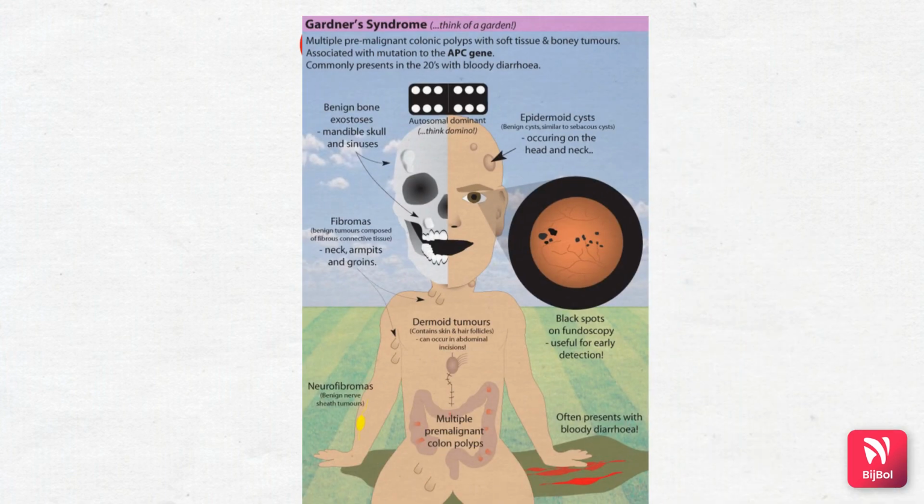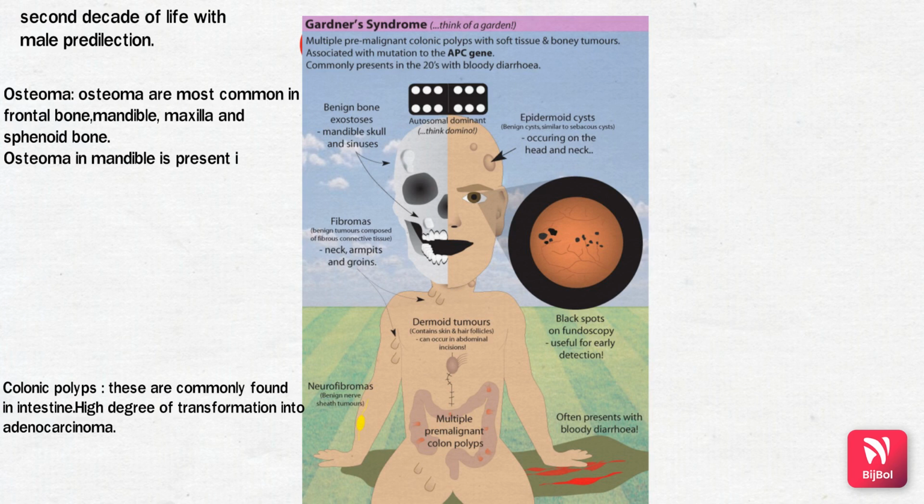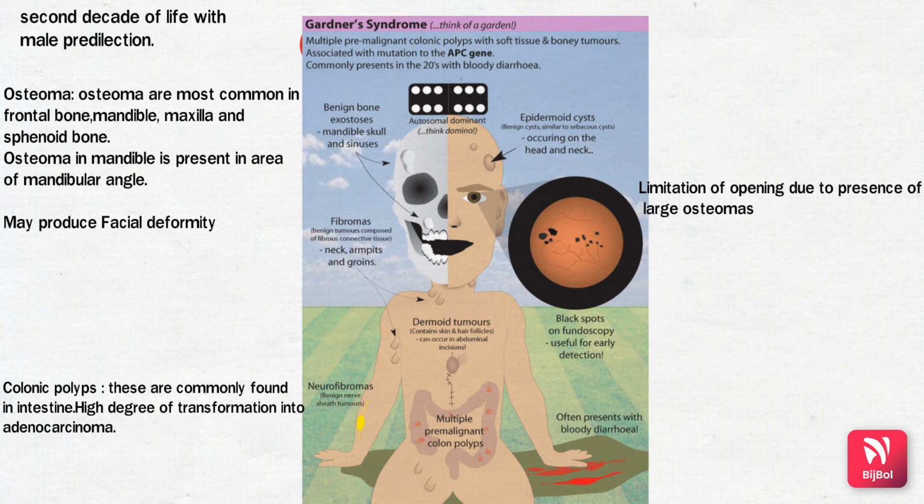It has colonic polyposis. These are commonly found in the intestine, and these polyps have a high degree of transformation into adenocarcinoma. There will be presence of osteomas. The osteomas are most common in the frontal bone, mandible, maxilla, and sphenoid bone. Osteoma in the mandible is present in the area of the mandibular angle and may produce a facial deformity in the long run. There will also be limited mouth opening and other features like thyroid carcinoma and desmoid tumors.